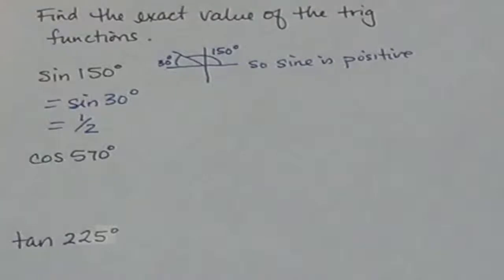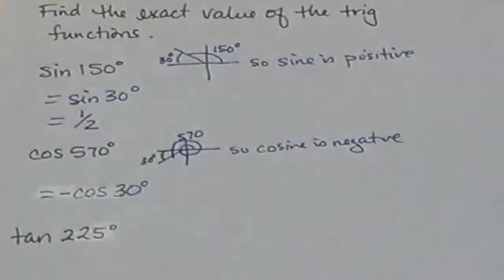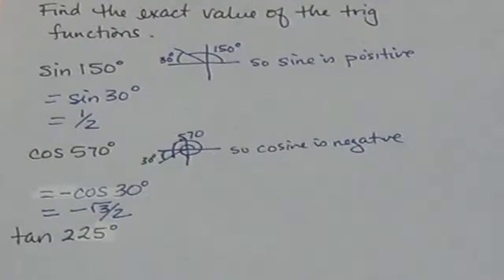For cosine of 570 degrees, we're going to start the same way. We're going to figure out which quadrant the angle's in, figure out what the reference angle is, and determine the sign. So here, 570 degrees is in the third quadrant. It gives us a reference angle of 30 degrees. So 540 would be 1.5 revolutions, and then putting an additional 30 degrees gets us to 570. In the third quadrant, cosine is going to be negative. So our cosine of 570 degrees will equal the negative of cosine of 30 degrees, which will give us a negative √3/2.